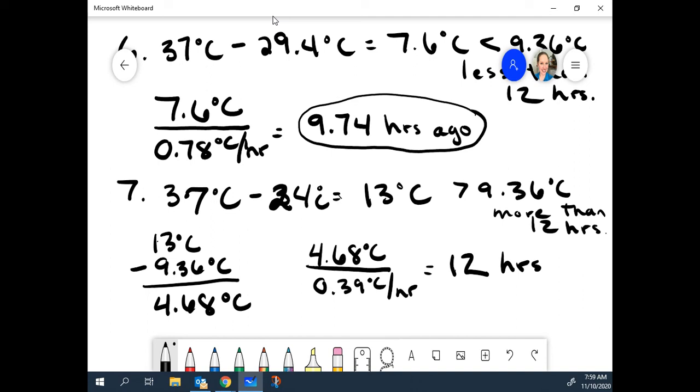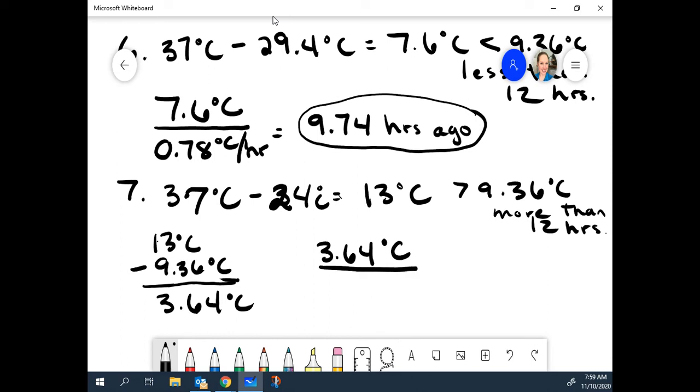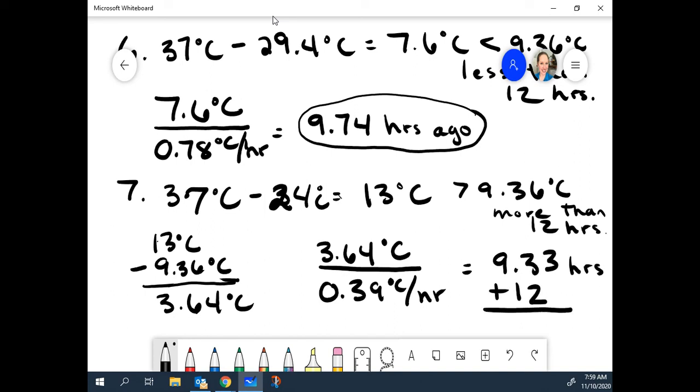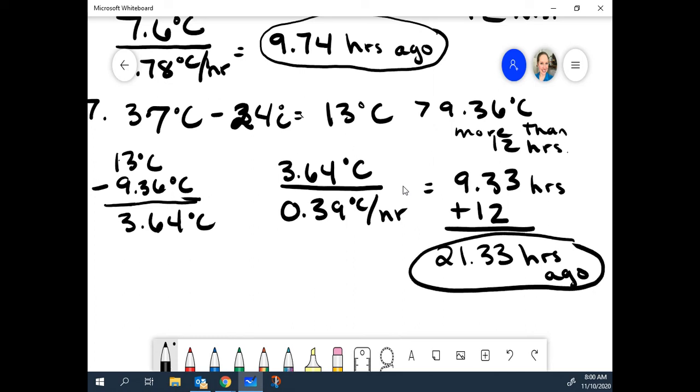13 minus. Because this is not the right number over here. This is what happened. All right, so this should be 3.64. That's where it went wrong. All right, so 3.64 divided by that rate is 9.33, is what you said? Awesome. But am I done? Nope, I have to add the first 12 hours back in. And now we have 21.33 hours ago is our answer for number 7.